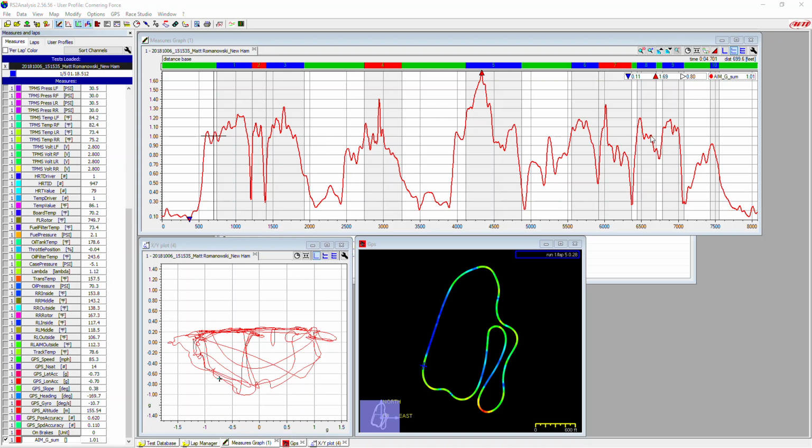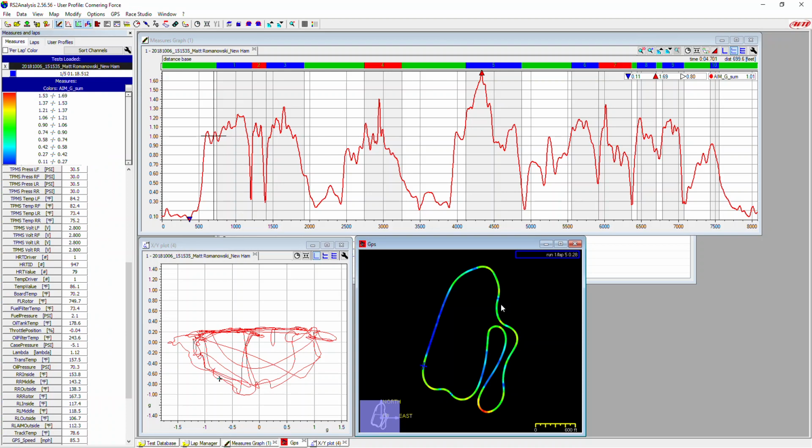In the top plot here, I have a GSUM plot, and then in the bottom left, I have an XY graph, what we usually call the friction circle. Sometimes we call it a latitude, longitude, G plot. And then I also have here a GPS map with the GSUM data from the top graph plotted out on the map. These are three really good ways to look at the same information.